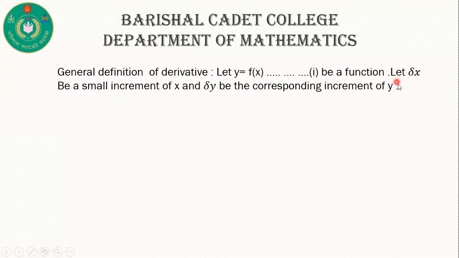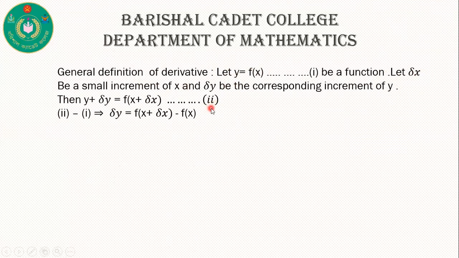Now let del x and del y be the small increments of x and y. That's why we can write y plus del y is equal to f of x plus del x. This is number 2. Now 2 minus 1. Here y minus y is cancelled. So you can write del y is equal to f of x plus del x minus f of x. Now divide by del x on both sides. Then we can write del y by del x is equal to f of x plus del x minus f of x by del x.